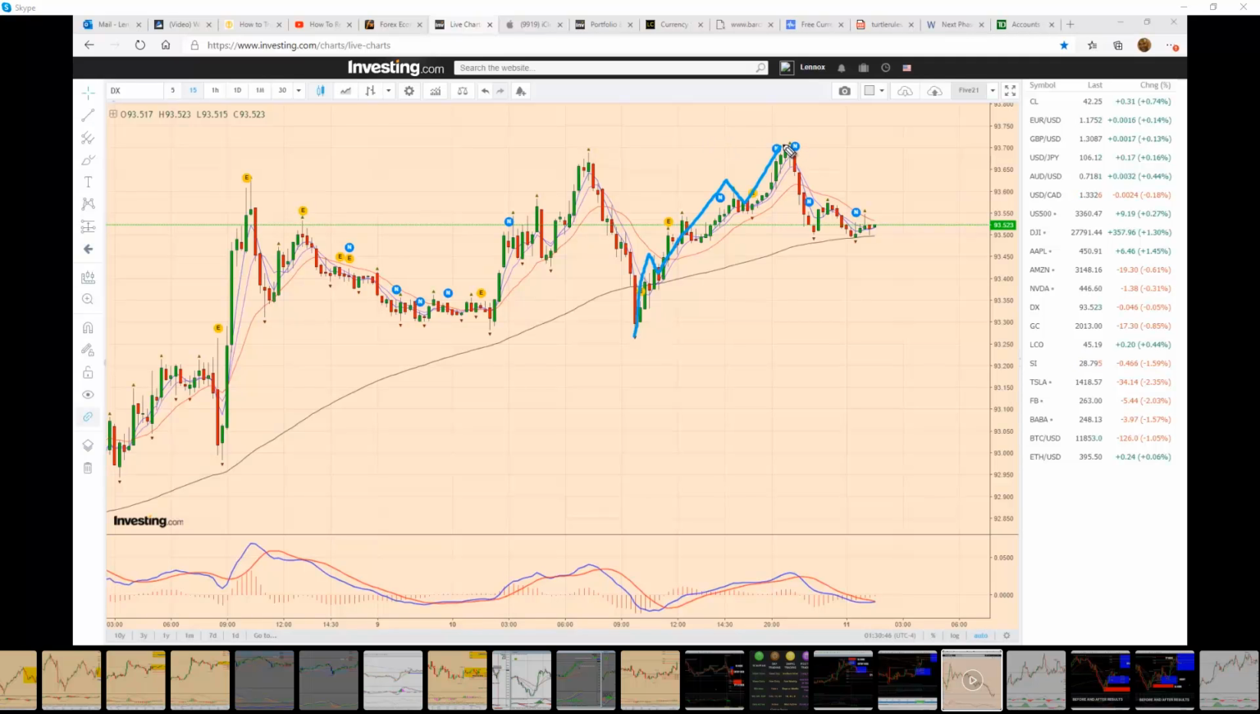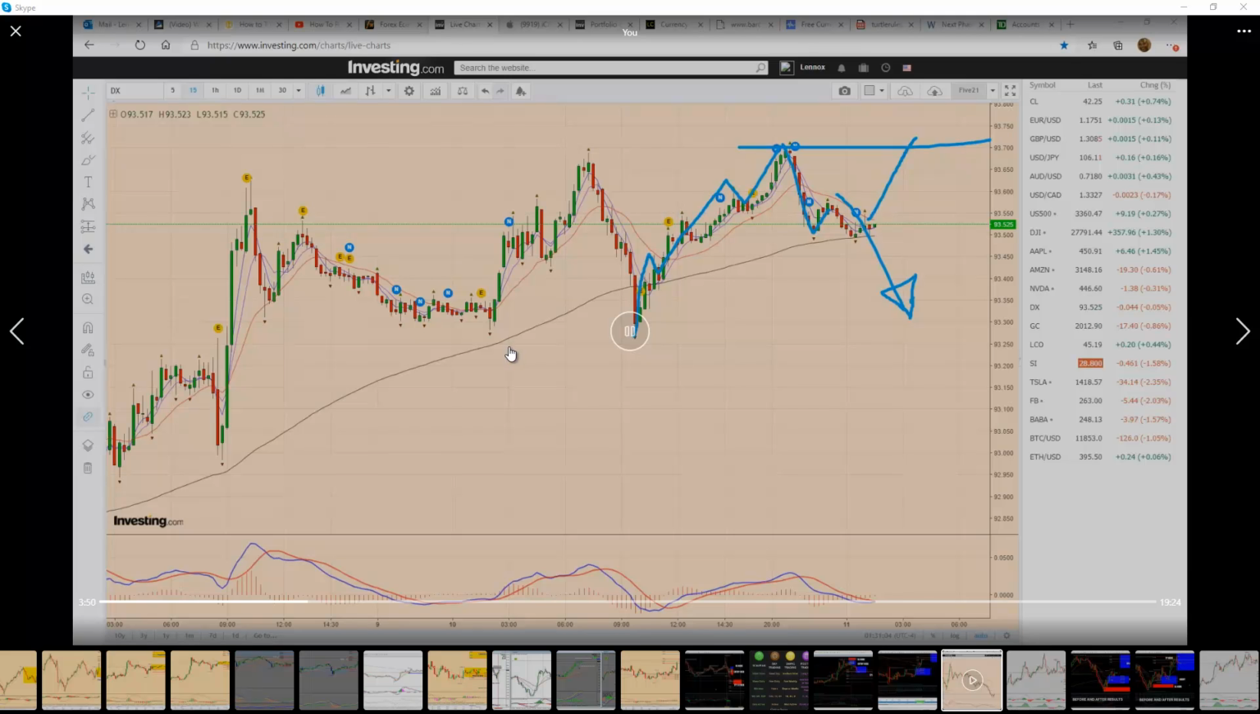The expected move now would be to the downside. I'm looking for a weak US dollar going into tonight. My expectation is that this should not go back up and break this level. If it does, of course, then I'm totally wrong, and price is heading to the upside. But right now, the expected move is to the downside.